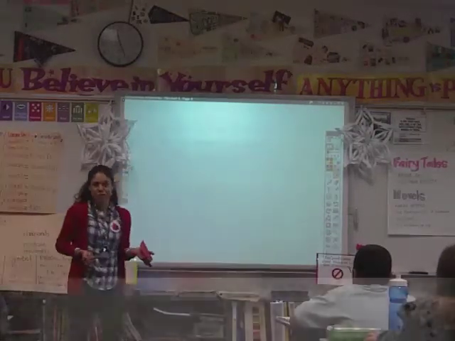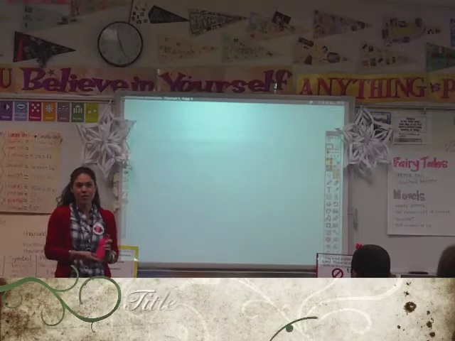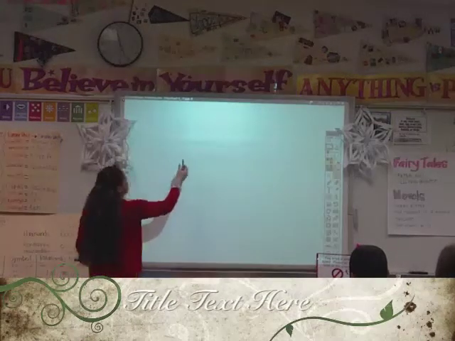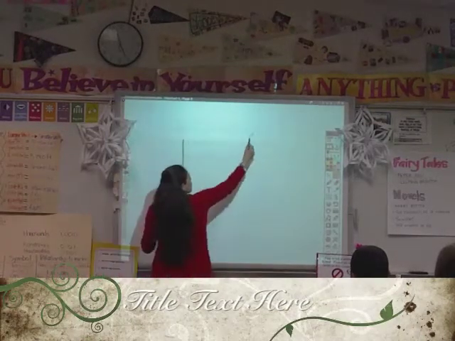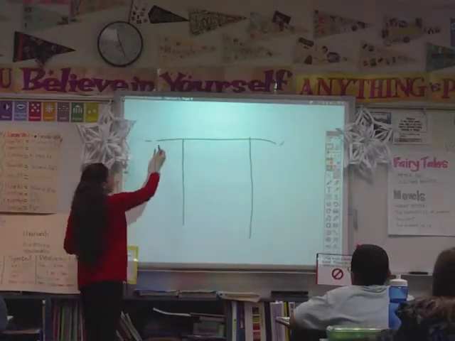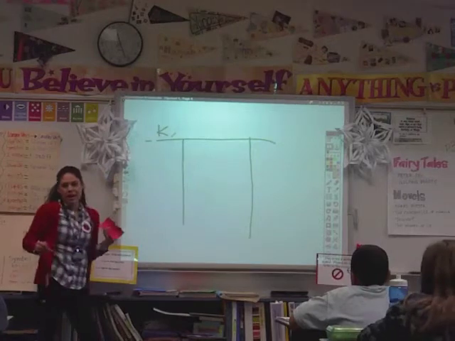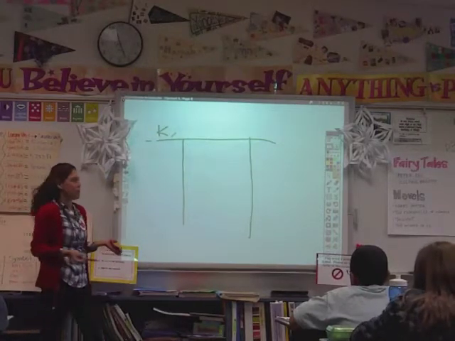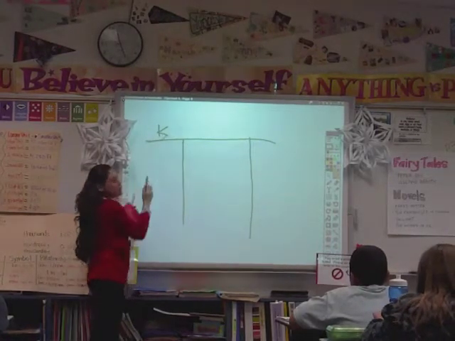Do you guys know what a KWL chart is? No? Alright, it is a chart that has 3 sections. The first part is a K. It's for what you know. Okay? So put your thinking caps on.